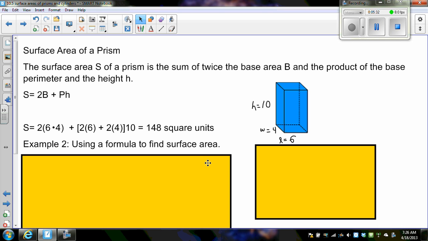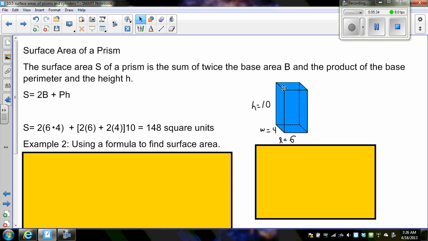So what I'd like you to do is go through another example, and we'll do these in class if you're not sure. But basically, we're using this equation, and this is what's important to remember. If you forget this, we can always figure it out by doing the net as well.